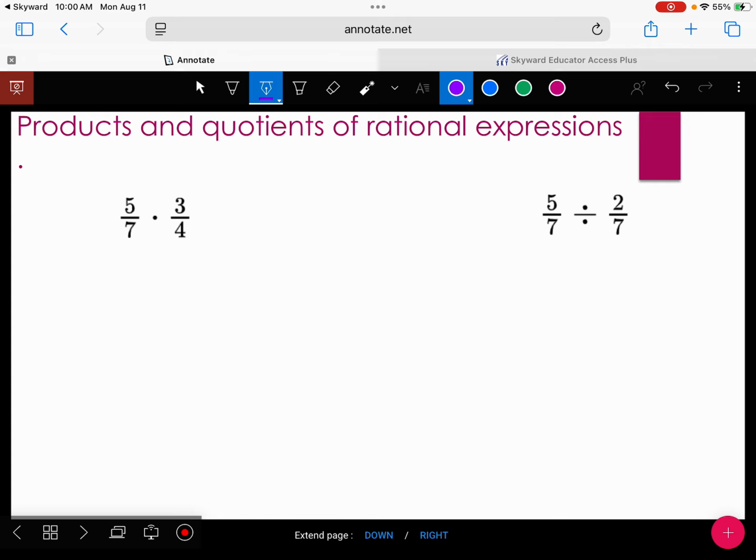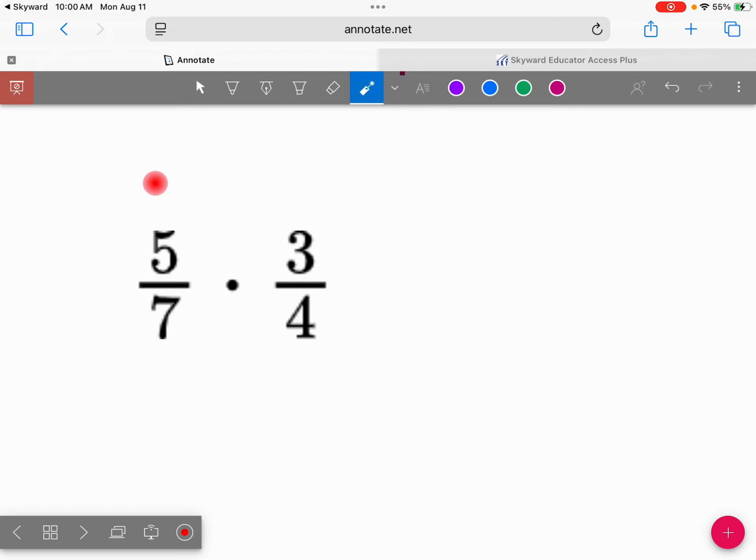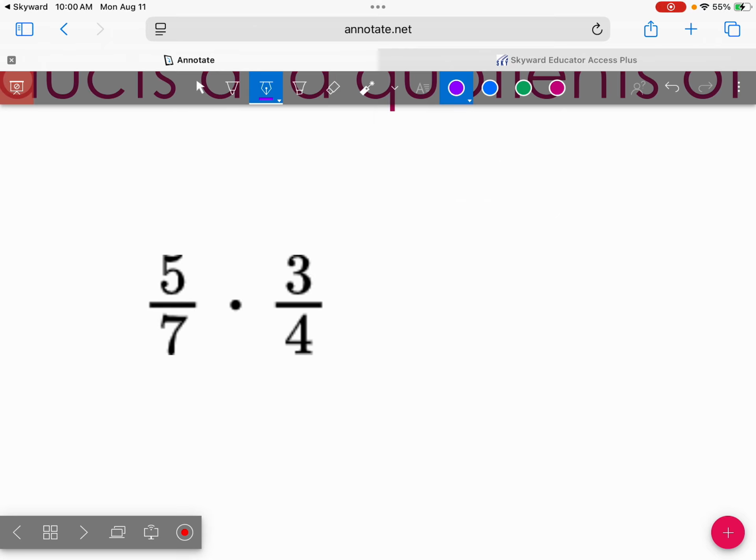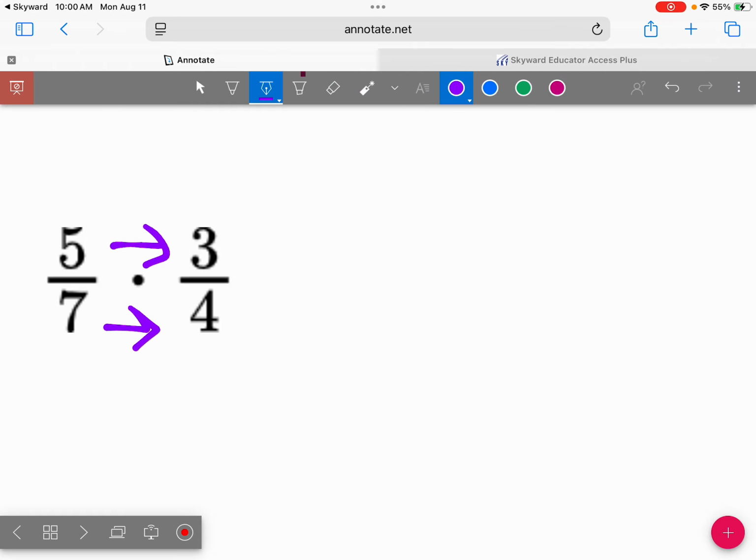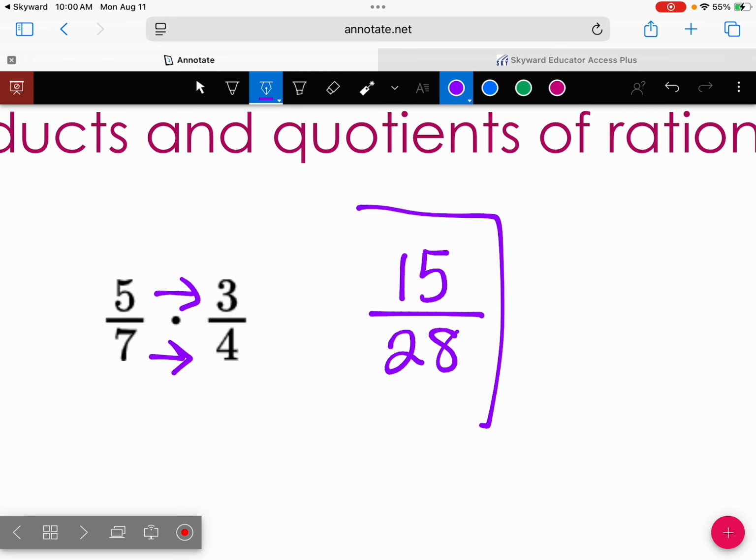So when we have something like 5/7 times 3/4, how do we multiply fractions like this? Across. We go straight across. 5 times 3 gives us 15. 7 times 4, 28. We multiply straight across, and then we have to check and see if they simplify. Or we can simplify in the multiplying step. We'll look at that in a second.